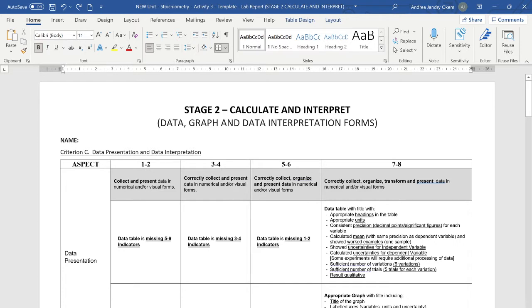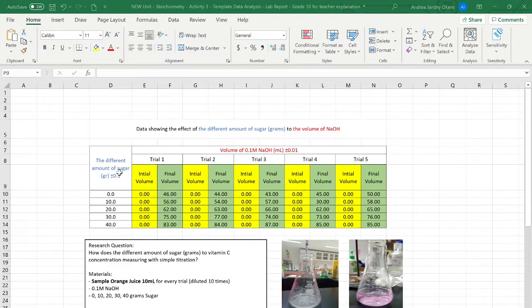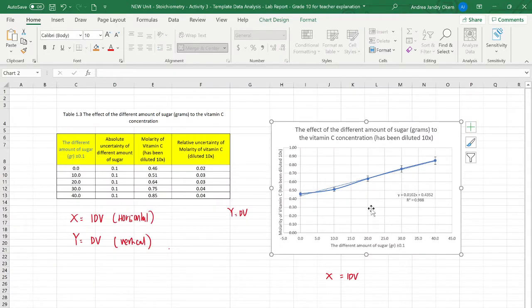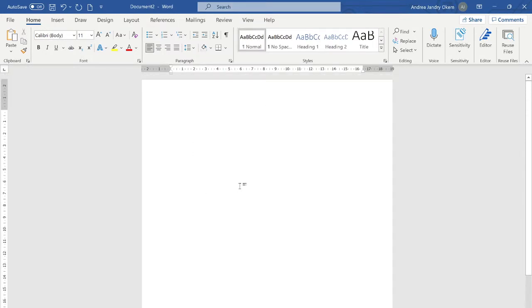Okay, part 8, how to insert your data from Excel to the Word document. The documents that you need are first the template of stage 2, and then the Excel, which means the data that you have already calculated, up to the graph that you have already produced. Next, the blank page. If you want to transfer the table from the Excel to the Word, we need to copy paste as a picture.